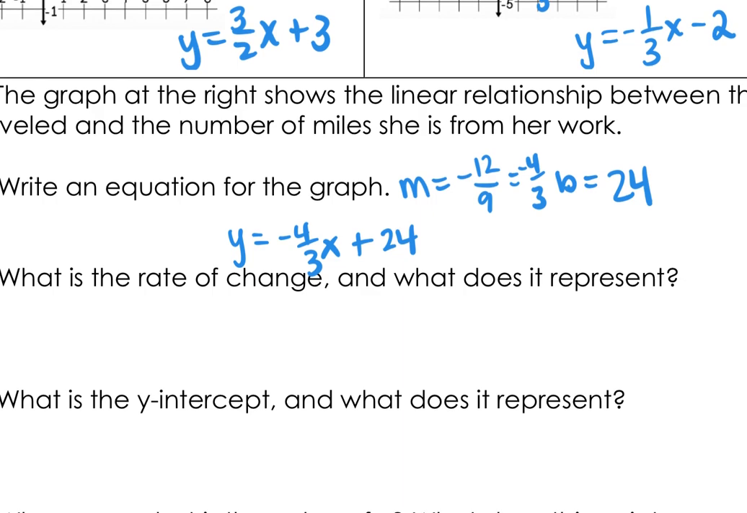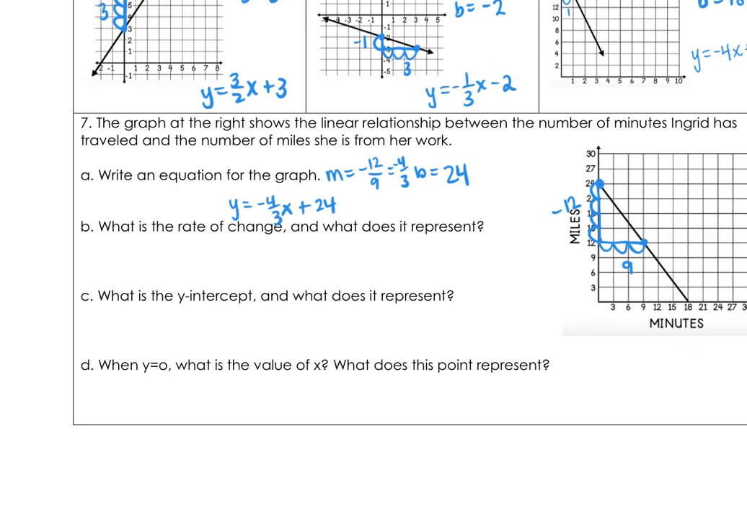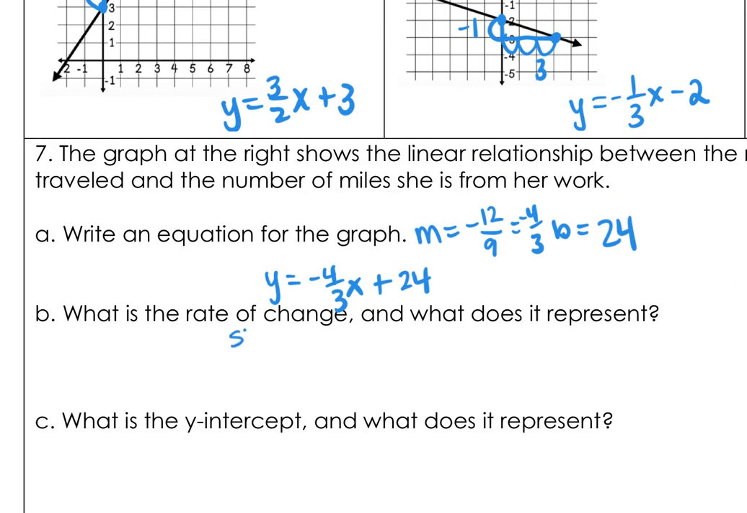All right, here comes the part where we have to talk about Ingrid and she's traveling to work, because that's what this graph represents. So part B says, what's the rate of change and what does it represent? Rate of change is just another term for slope, okay? So it's just asking me what's the m, what's the slope, and what does it represent? So we've kind of already labeled that. We know that the slope is -4/3.